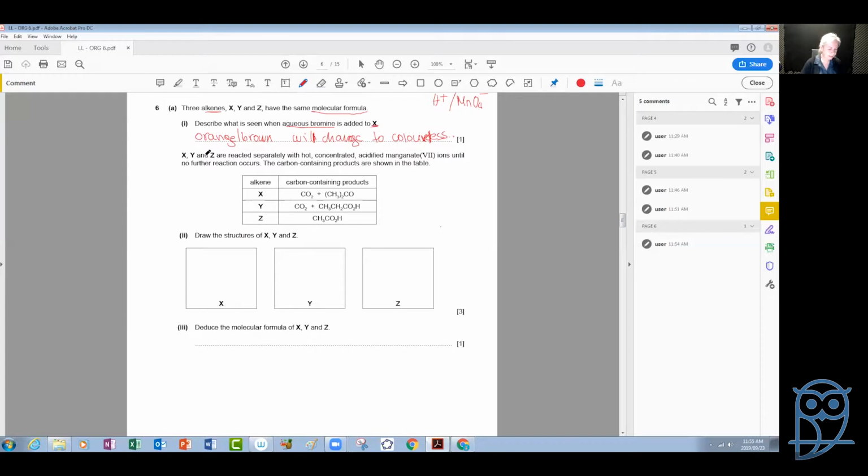X, Y, and Z are reacted separately with hot, concentrated, acidified manganate. Oh, there we go. Of course, there's the oxidation here with the manganate, and they say hot and concentrated. It's important to tell us the conditions because we need to know the product. Hot, concentrated, acidified manganate ions. Until no further reaction occurs, the carbon-containing products are shown in the table. Okay, so these are the products that we get after the alkenes have been oxidized. The alkene X gives us these products, the Y these products, and so on.